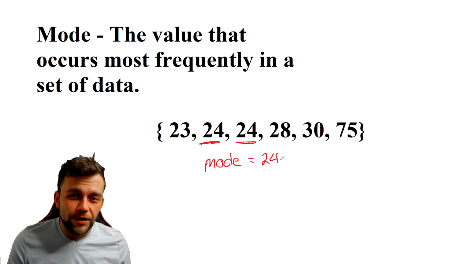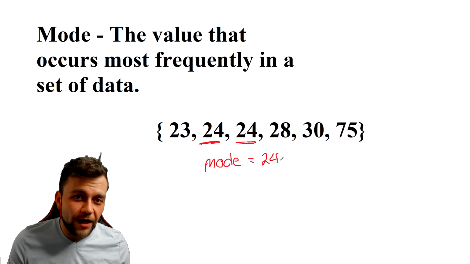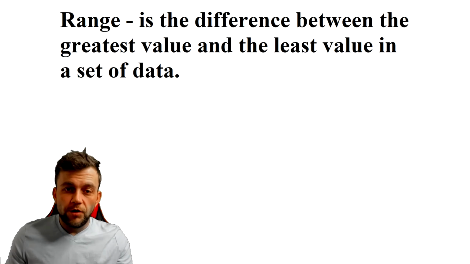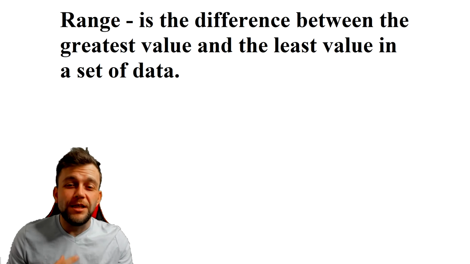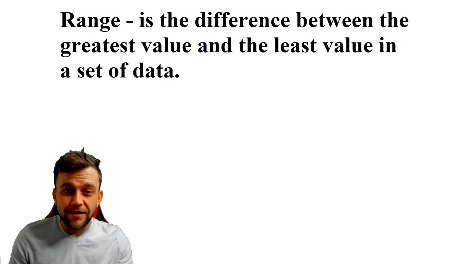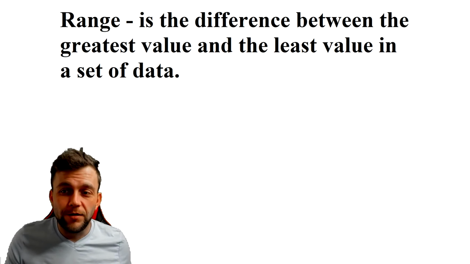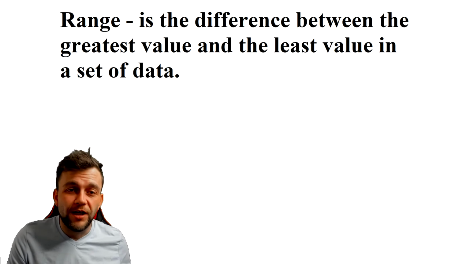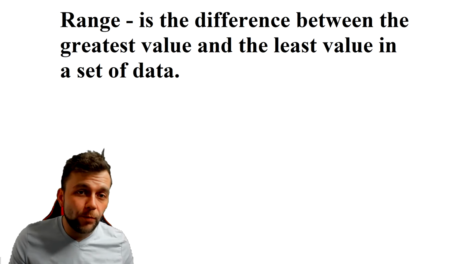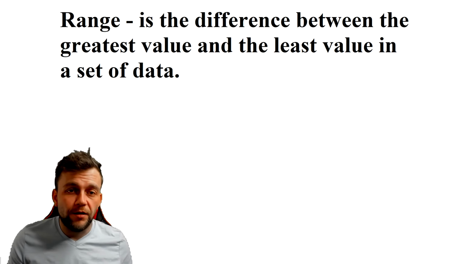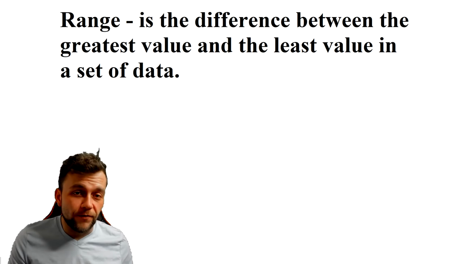Now, in the next example, I'll just define range. So we have that down. To define range, it is the difference between the greatest value and the least value in a set of data. I know that the language of all of this stuff can get a little bit overwhelming, but basically you take the biggest number in your group of numbers and subtract the smallest number, and you're given the range.